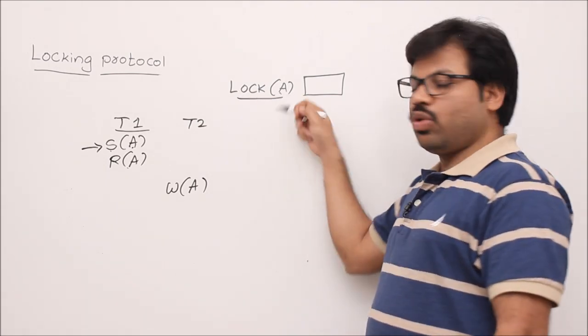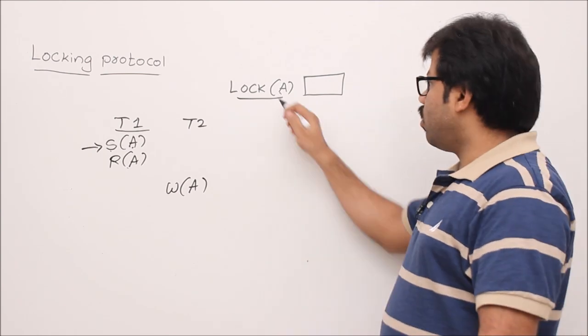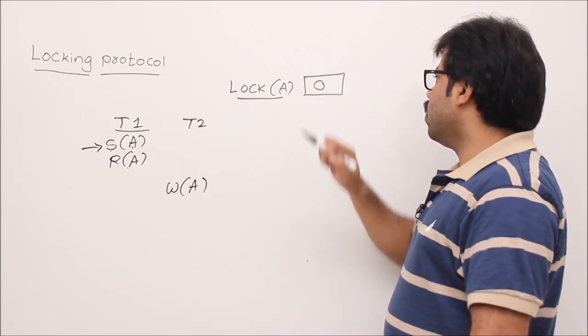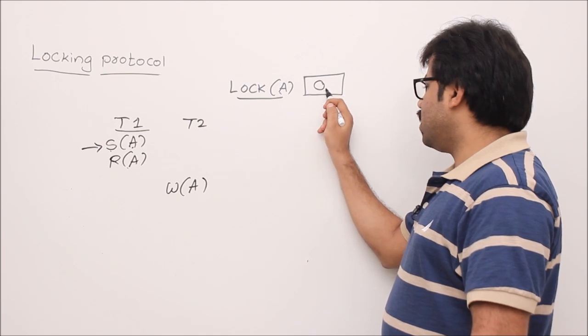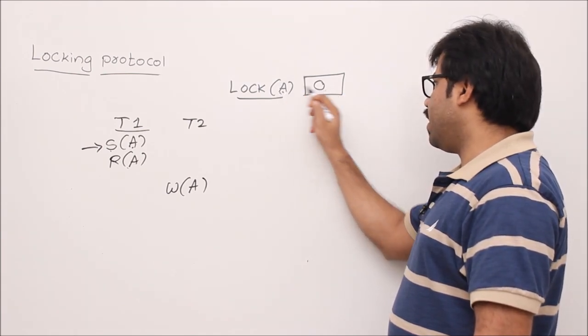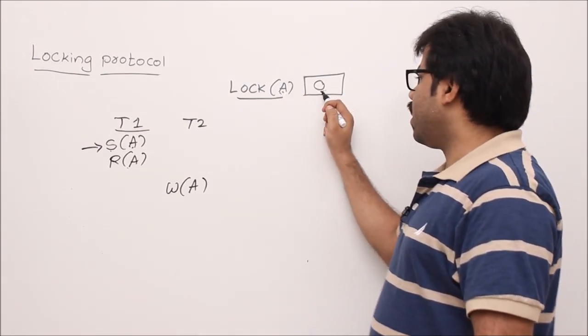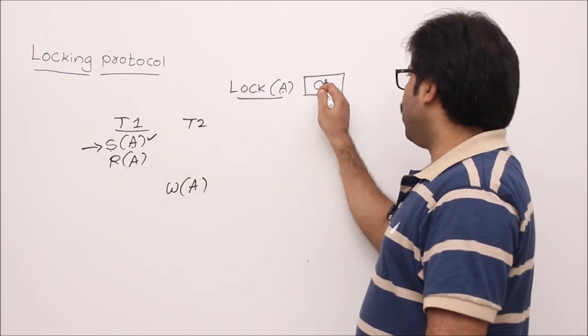Your DBMS is going to do all this stuff. So lock of A, initially, it will be 0. So it will see that the variable A doesn't have any lock. So immediately it will be granted, then it will be made 1.